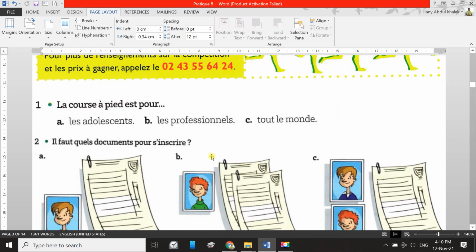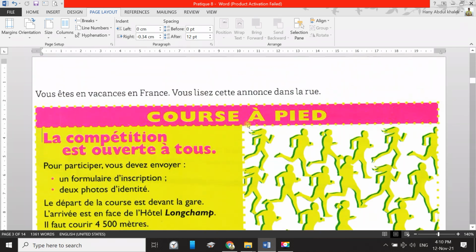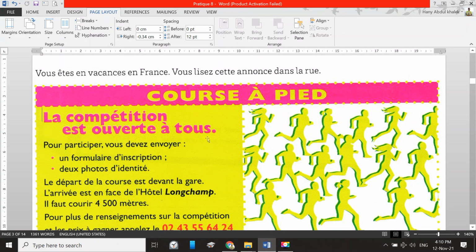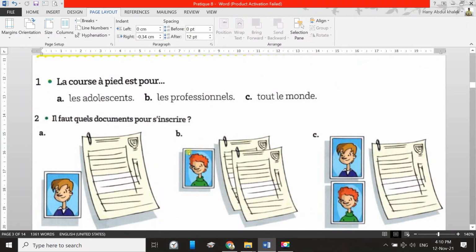Okay, here the questions. La course à pied est pour les adolescents, the teenagers, or for les professionnels, it means les athlètes or les sportifs. And here, tout le monde. Tout le monde means everybody. Sure, the answer is letter C. Okay, because we said here, est ouverte à tous.